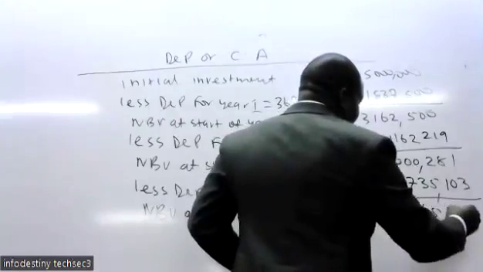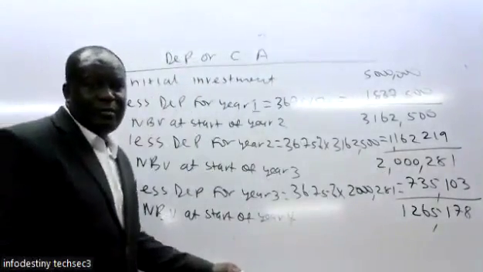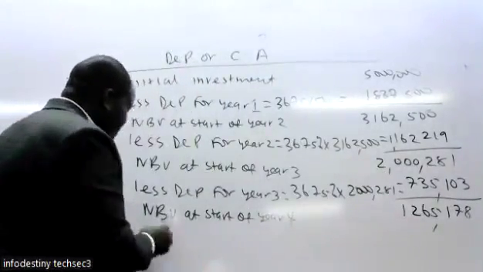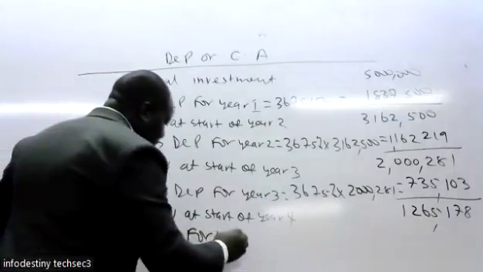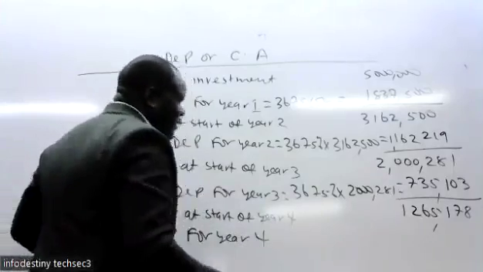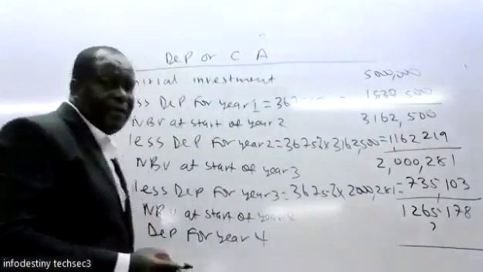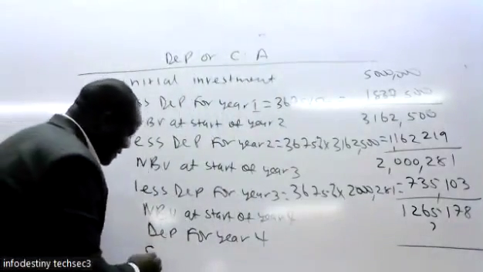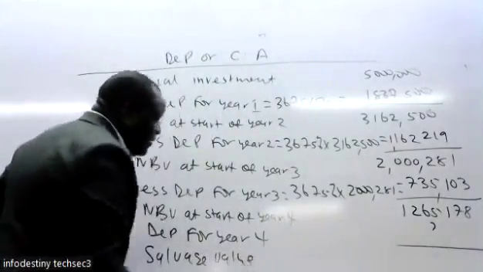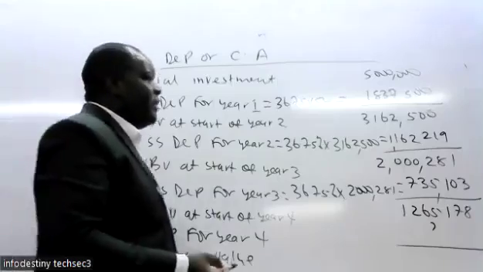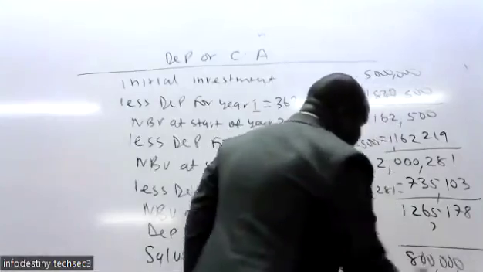Then for the last year we don't compute depreciation. Depreciation for year 4 should be the balance figure so that we get the salvage value. The salvage value, which figure had the question given us? 800. So what should that be?